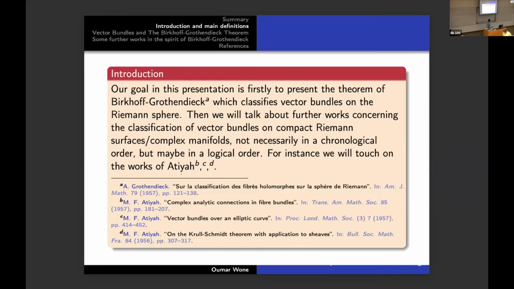So the work of Grothendieck that I will talk about is the following: "Sur la classification des fibrés holomorphes sur la sphère de Riemann." Then I will talk about the works of Atiyah on complex analytic connections in fiber bundles, and on the Krull-Schmidt theorem with application to sheaves.